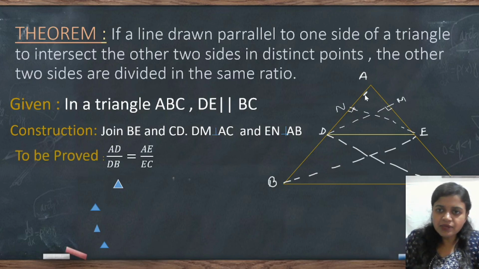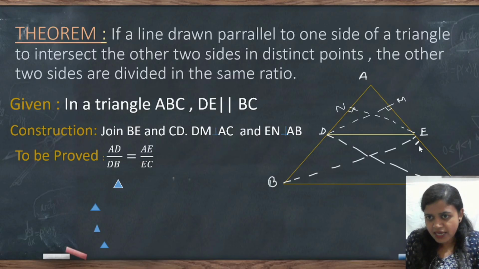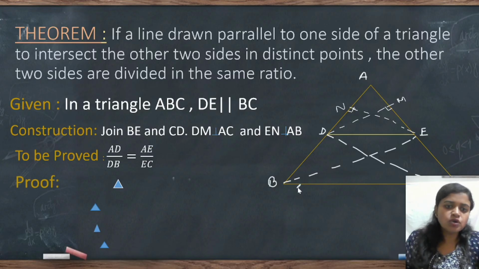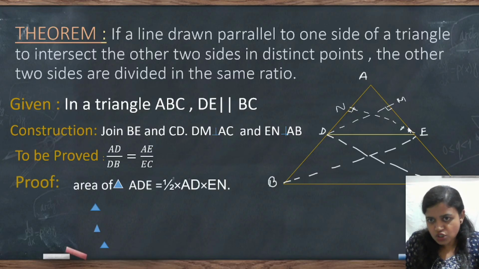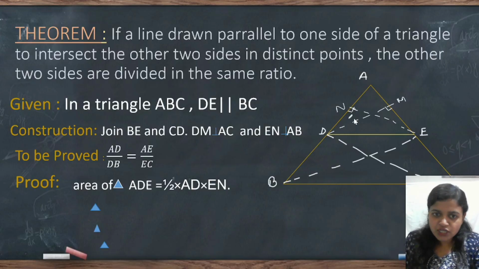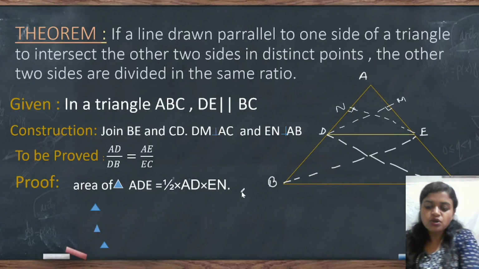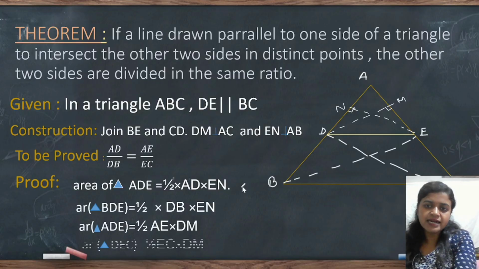To be proved: the ratio between AD and DB equals AE by EC. This one, AE by EC. Okay, so now the proof. The area of triangle ADE equals half into AD into EN. So let us understand this in the next slide.